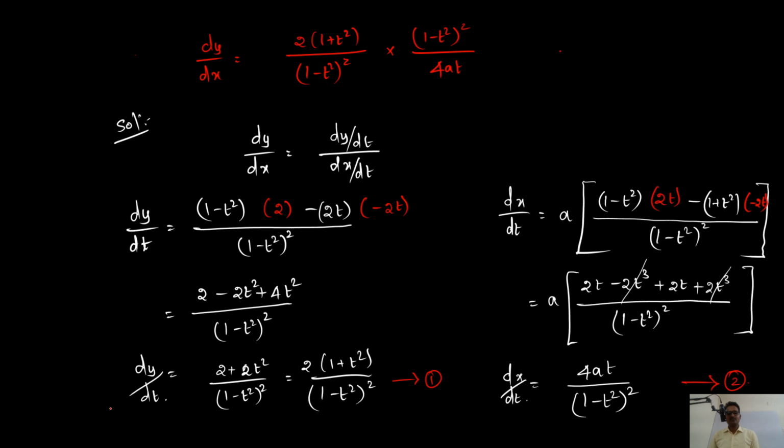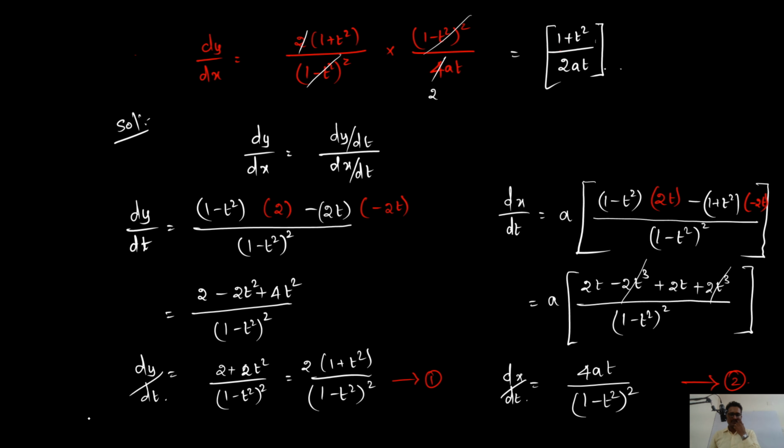So let me cancel out the common values. 2 and this can be cancelled, it becomes 2, and this value and this value get cancelled. So finally you are having 1 plus t square over 2t. This is your final answer.